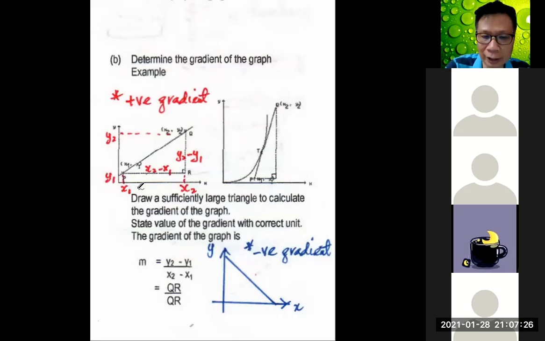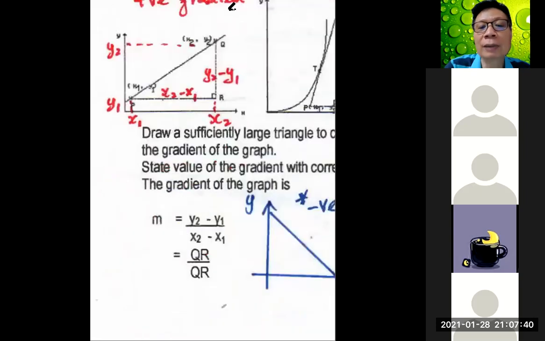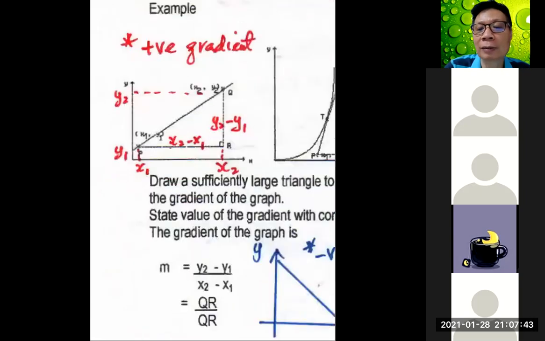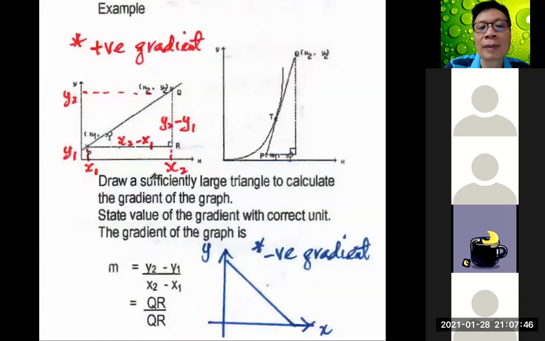And how to find gradient? Of course, by calculation. Okay, let's say now you see this graph. This point is, maybe you all cannot see, I make it bigger. Bigger also cannot. The best you look at your paper. The coordinate here is x2, y2. Here is x1, y1. Meaning that x2 is here, y2 is here, whereas x1 is here, y1 is here.